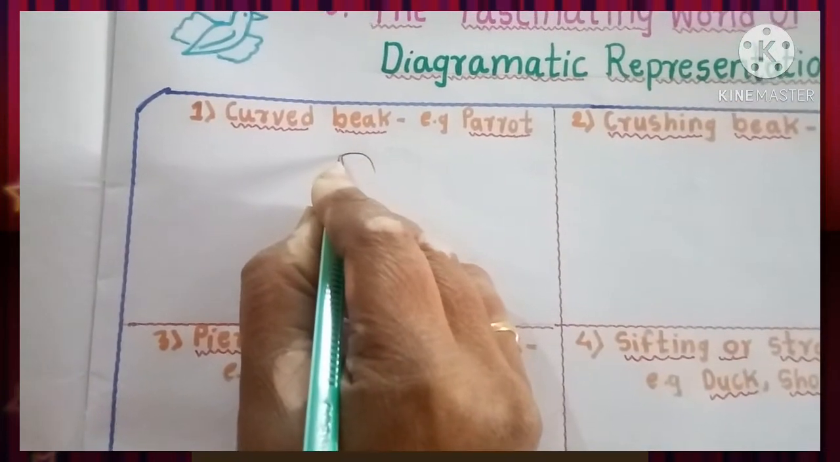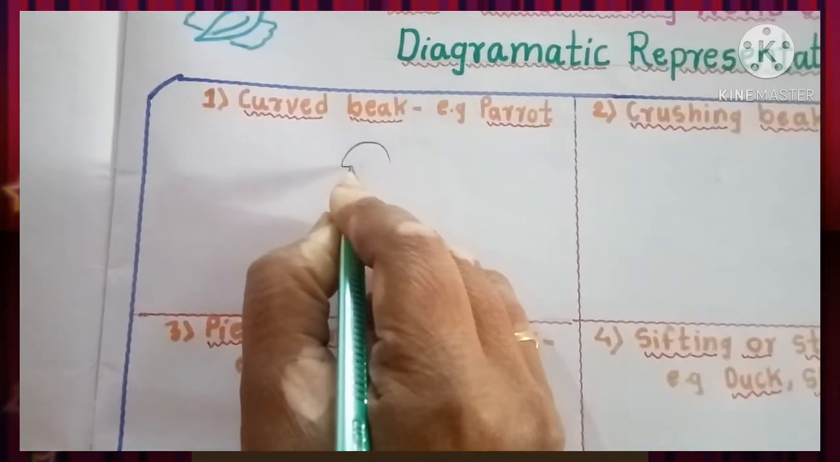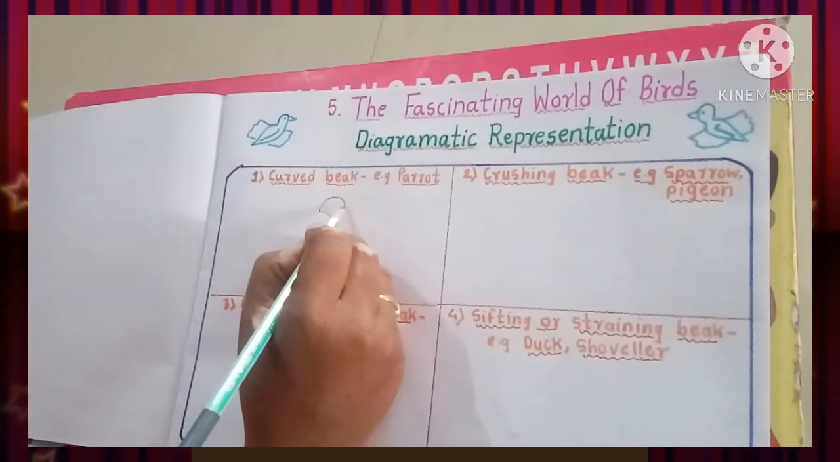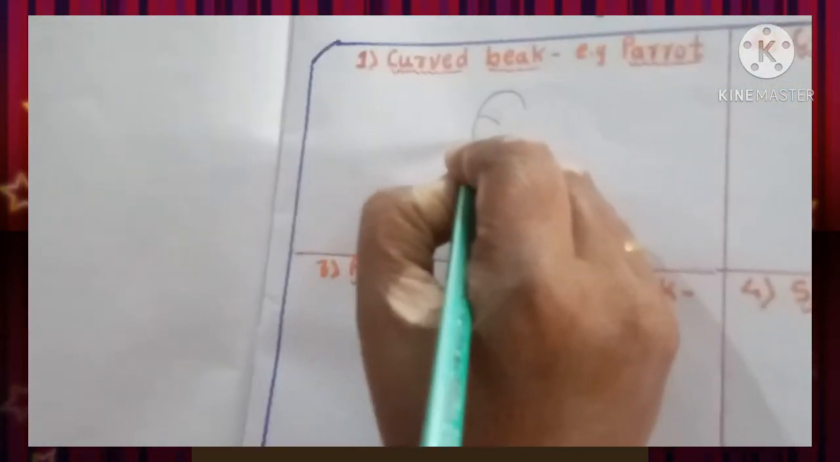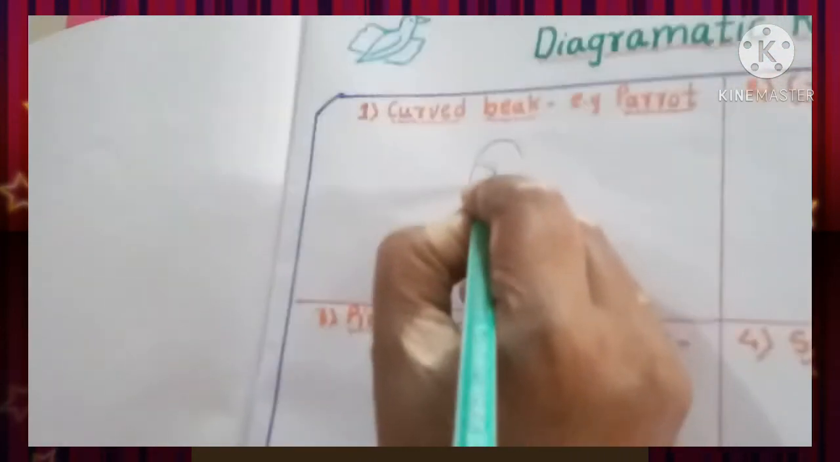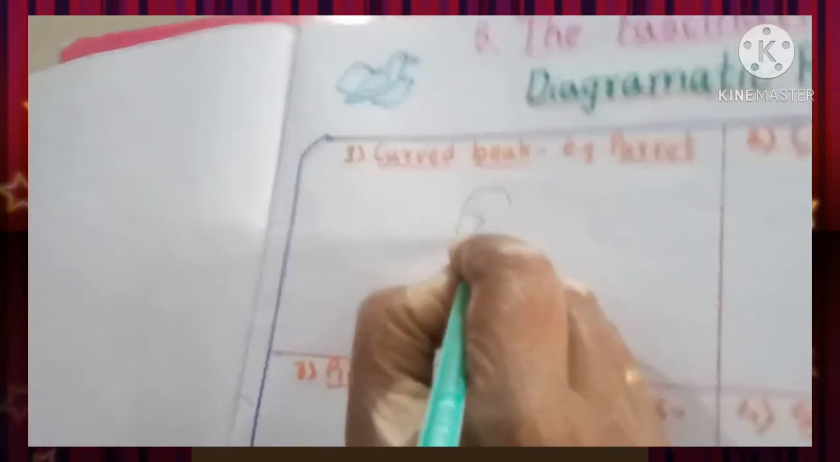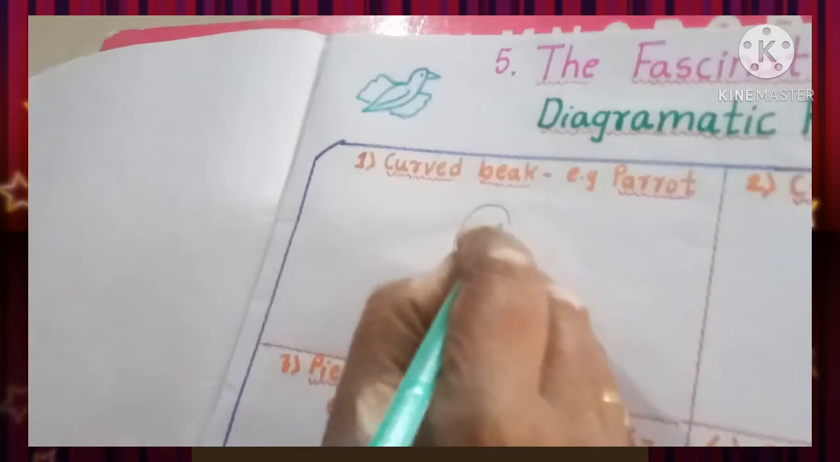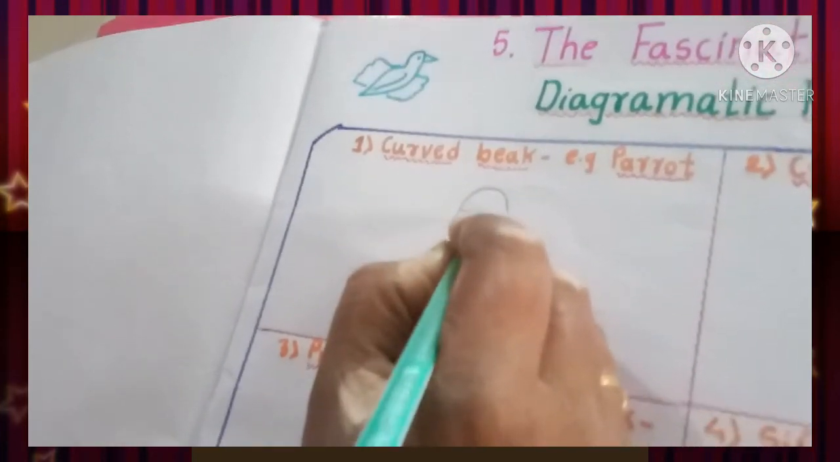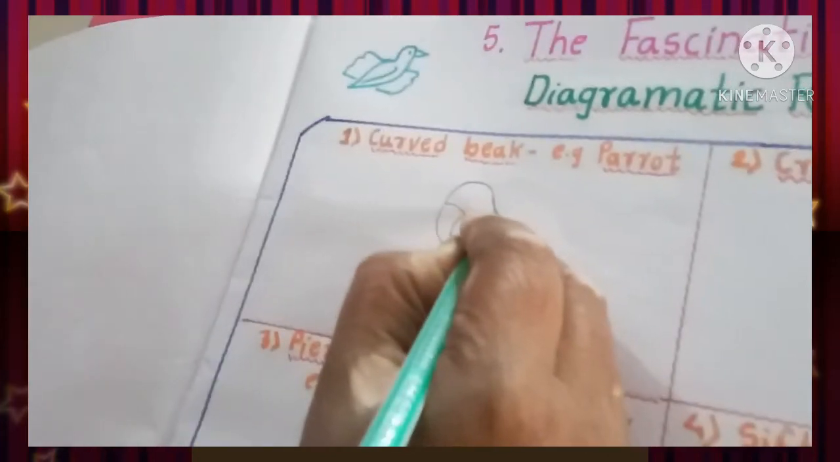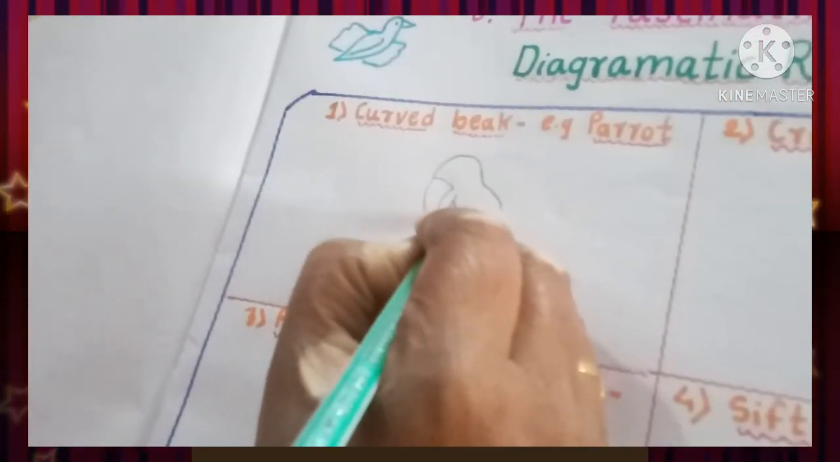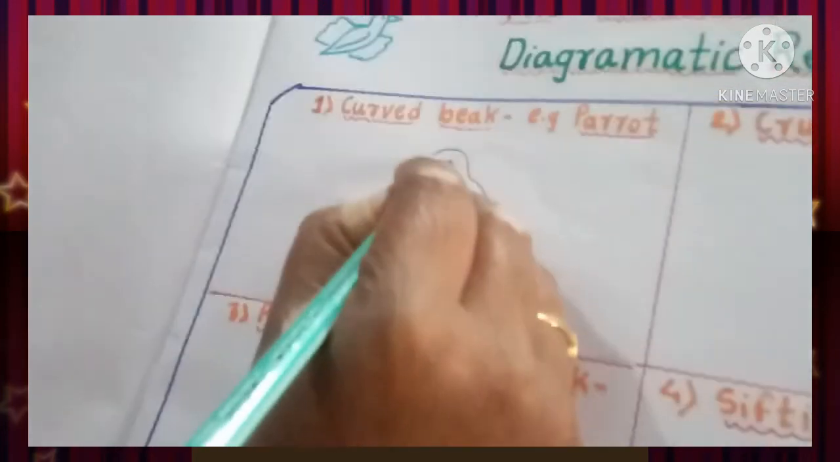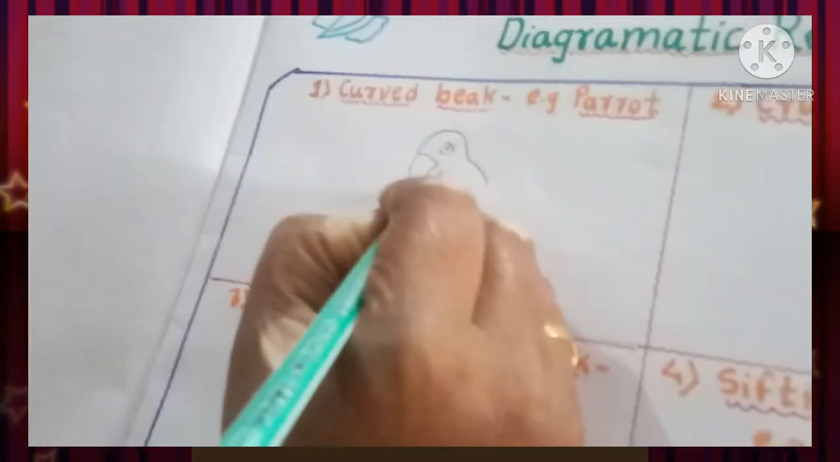And this curved beak, it is an example of which bird? The curved beak is present in the parrot. See, this one is a curved beak. When we draw the curved beak, it is a very sharp one. What does a parrot eat, children? A parrot can eat guavas and chilies. So this one is a curved beak.